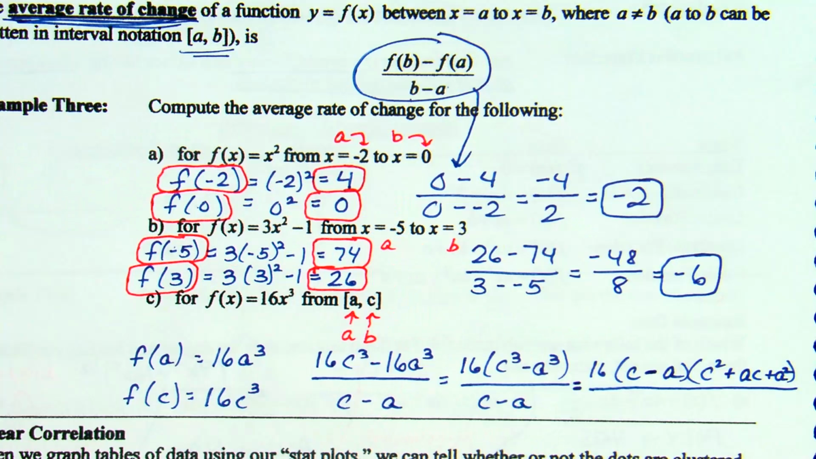Okay. So what remains for my final answer? 16 times the quantity C squared plus AC plus A squared.